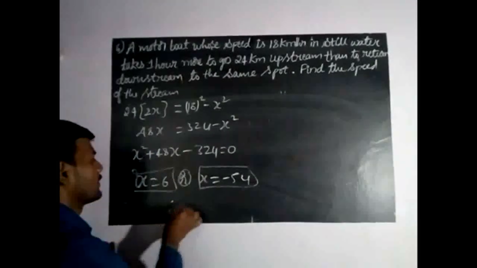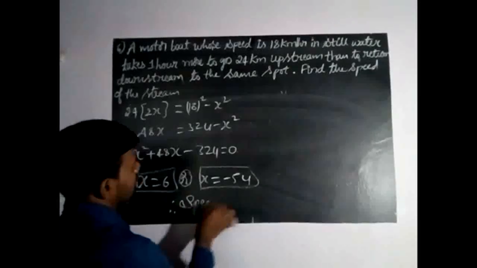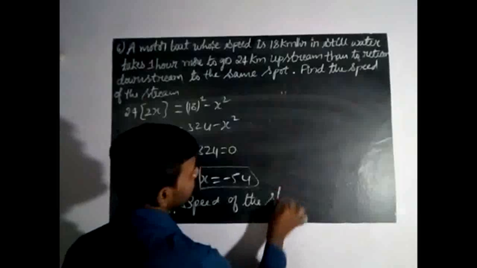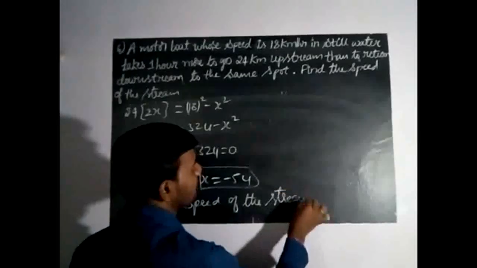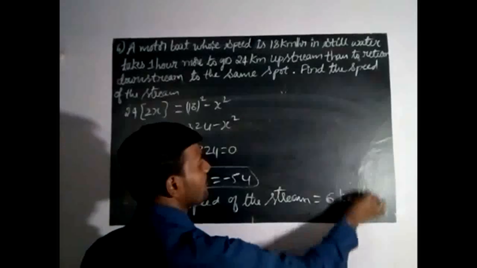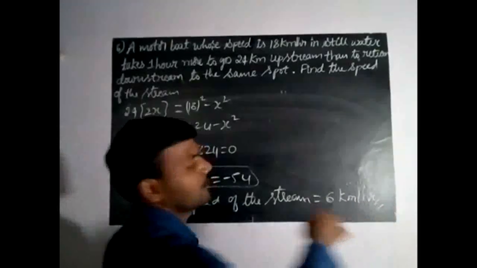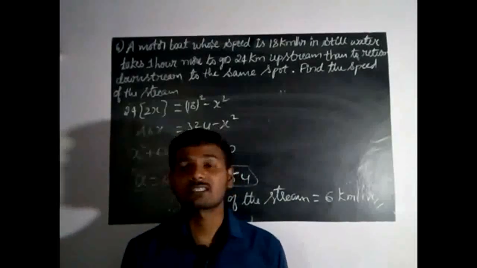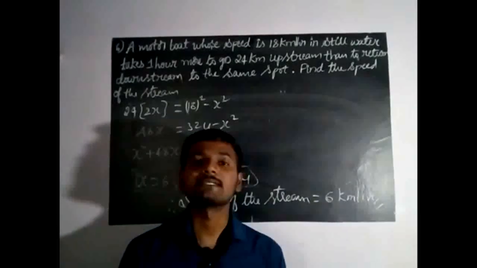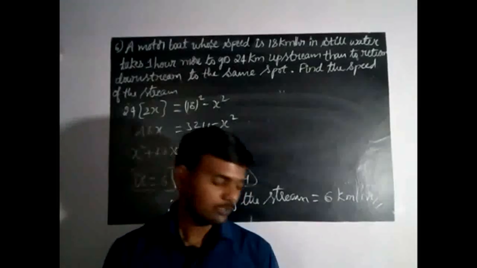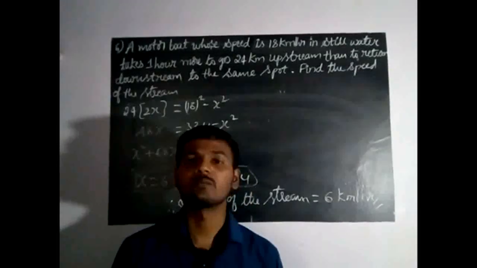Therefore, the speed of the stream is equal to 6 km per hour. This kind of question will be asked for 3 marks. It is an important example. If you have any doubts in this question, please ask in the comment box.